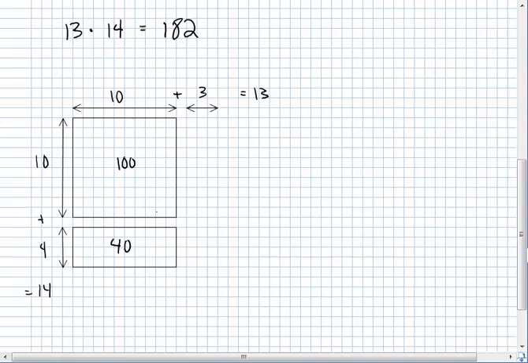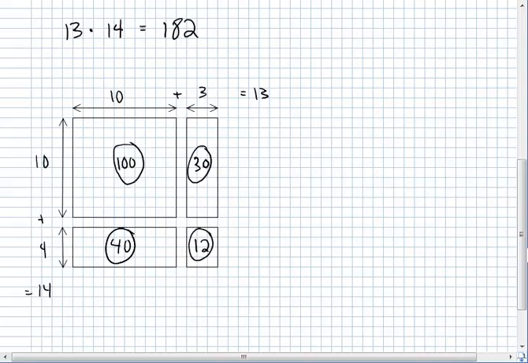And I can fill in the other two rectangles on the right here, and we get 30 and 12 for those. If you add up all those numbers, 100 plus 40 plus 30 is 170, and 170 plus 12 is 182, the same thing as before. So we don't actually need to multiply things in our head. We can also just draw them pictorially like that.